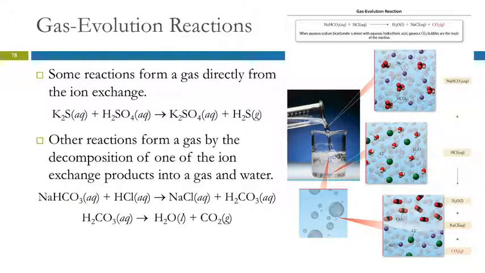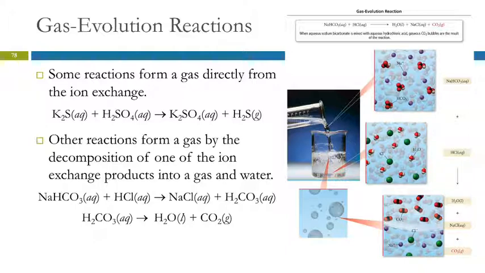Gas evolution reactions. We can have a gas that is formed directly from exchanging ions. So here we've got K2S and H2SO4. If we swap the ions, we get potassium with sulfate, so there's our K2SO4. And we've got the hydrogen ions with the sulfide ion, H2S. This is a gas, and we know it's a gas because I just told you that it's a gas. So now you have to remember, H2S is a gas. It smells really bad. Most compounds with sulfur in them do not smell good.